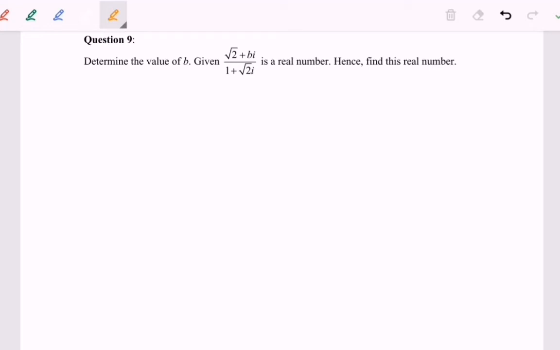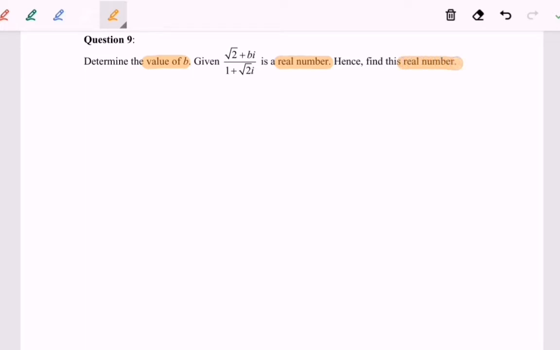Hello everyone, so now I'm going to discuss question number 9. Determine the value of b. Here will be our first part. Given that (√2 + bi)/(1 + √2i) is a real number. Hence, find the real number.